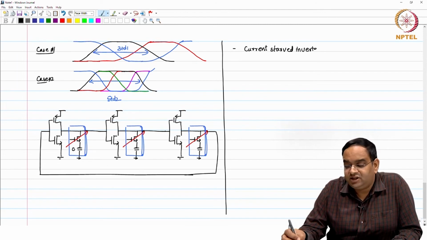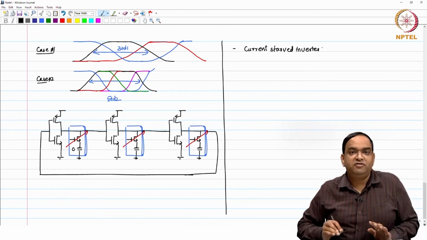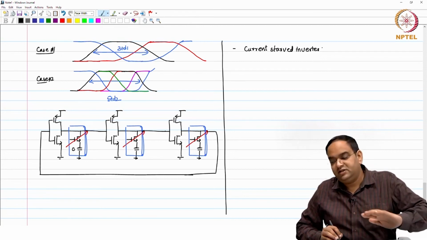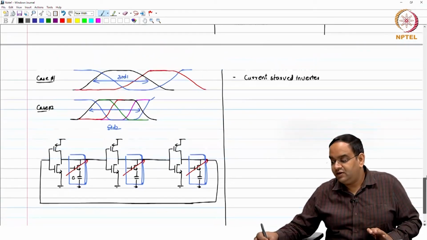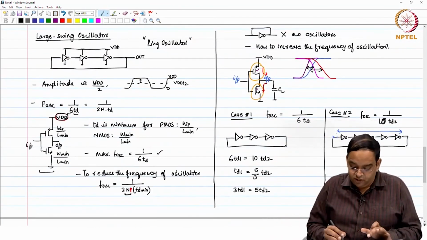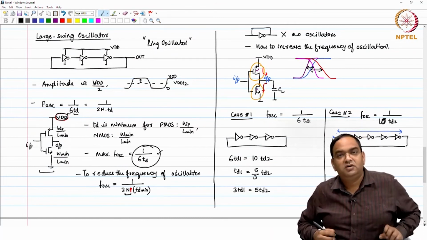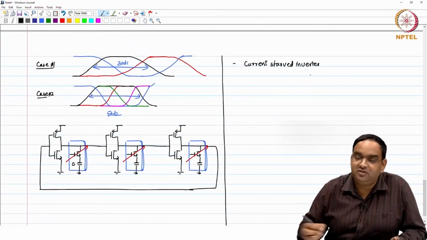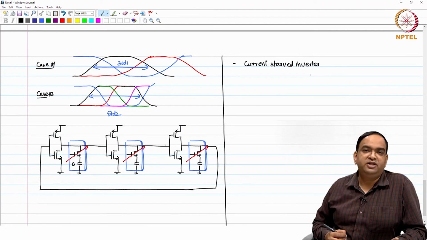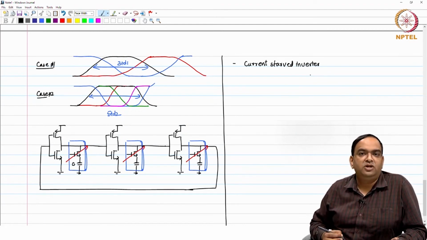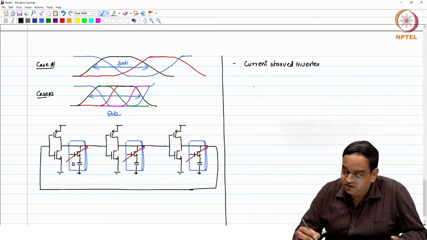All these things which I am talking about, we are reducing the frequency, we are making the frequency controlled. By all these methods we are not increasing the frequency of oscillation beyond what we get with the 3 inverters minimum delay inverter. So, current starved inverters will help us to control the frequency and mostly reduce the frequency below the maximum frequency in a given process.